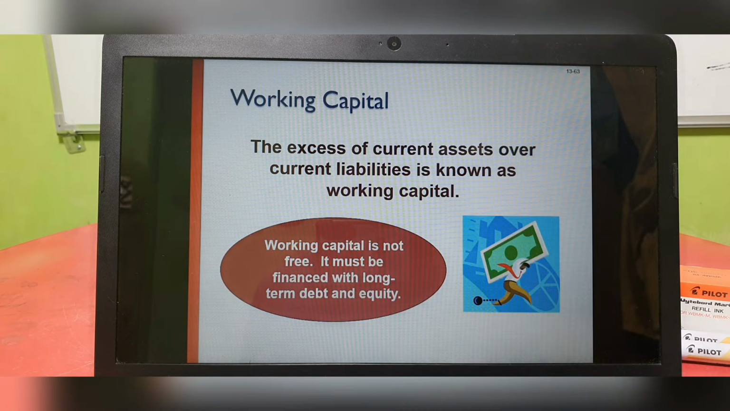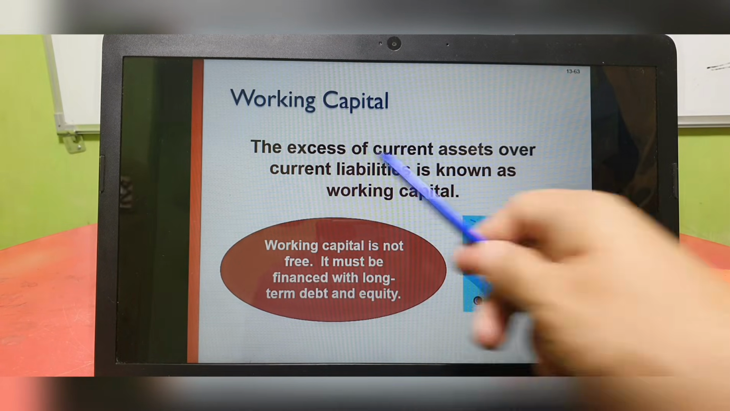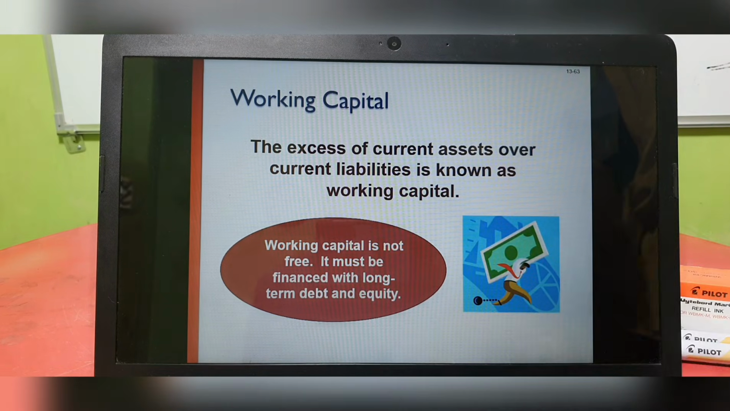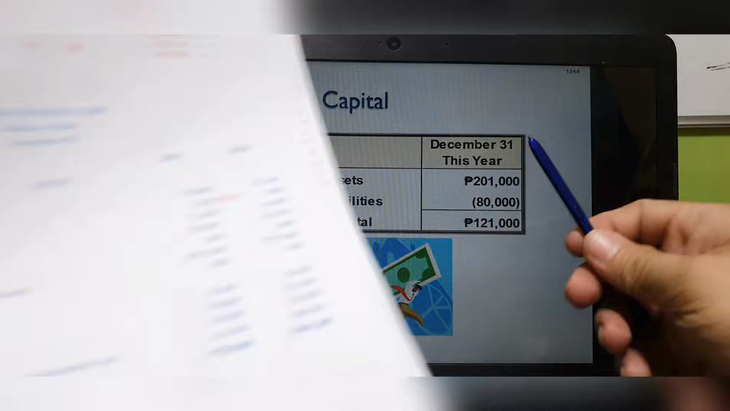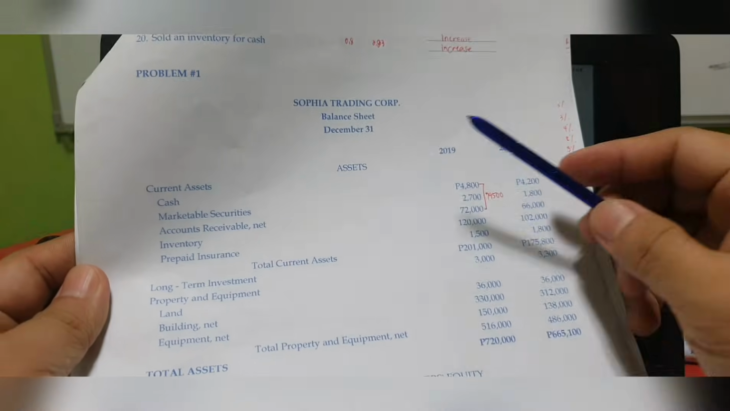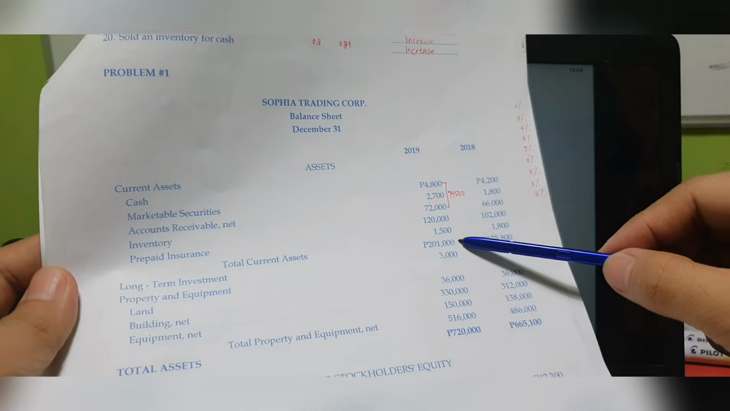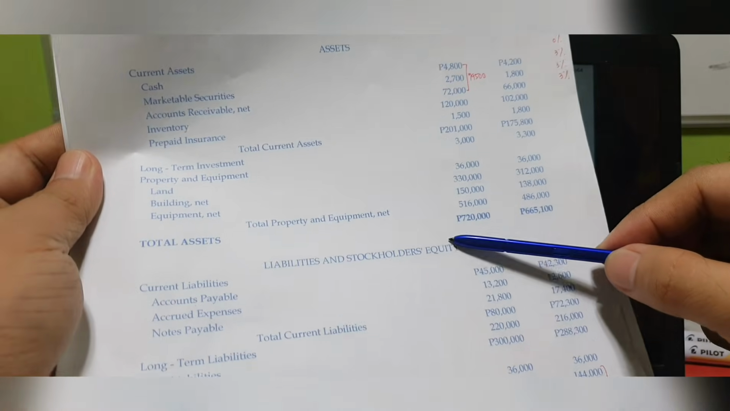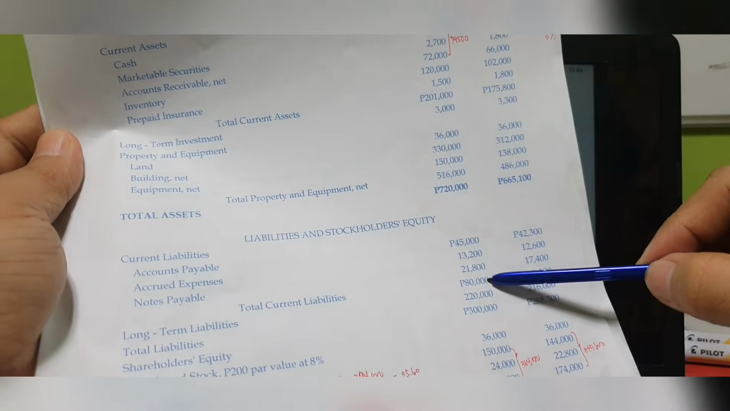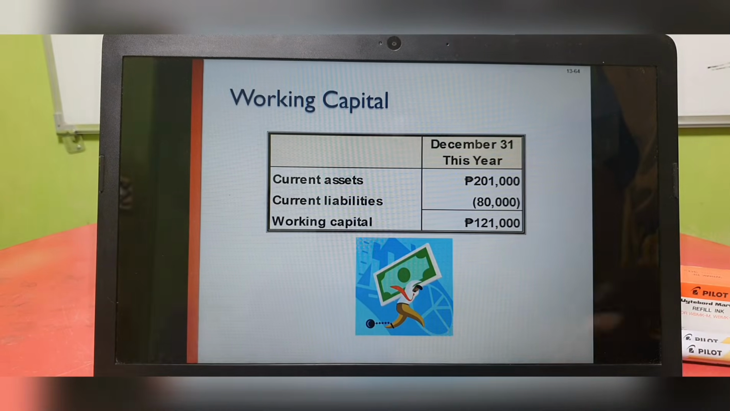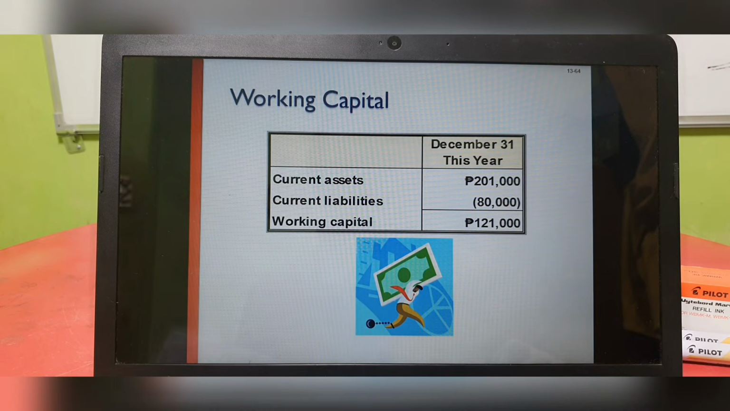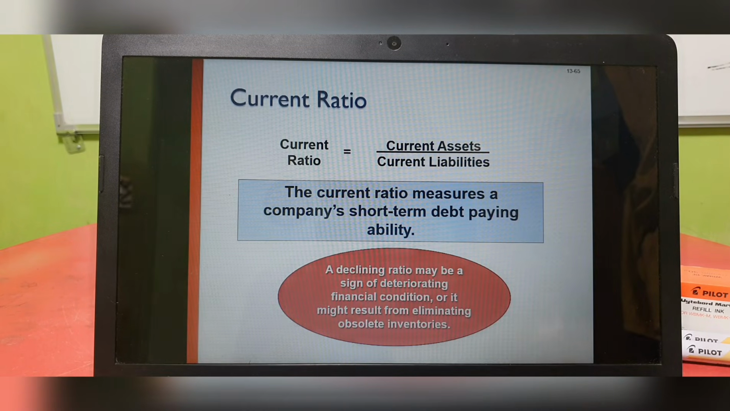So, let's start with working capital. So that is the excess of current asset over current liabilities. So in other words, that is just CA minus your CL. Okay? Here, yung current assets natin, so as we go back sa ating problem kanina, yung total current assets natin ay 201,000. Tapos, yung ating total current liabilities ay 80,000. So, 201 minus 80,000, we have working capital of 121,000. Alright, review lang.